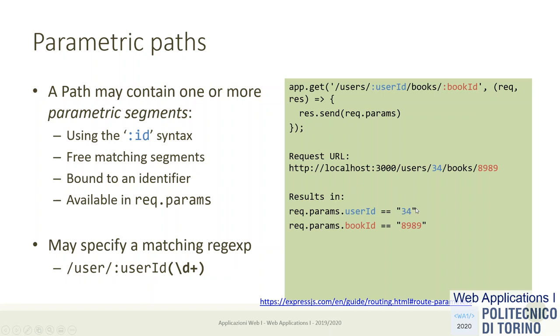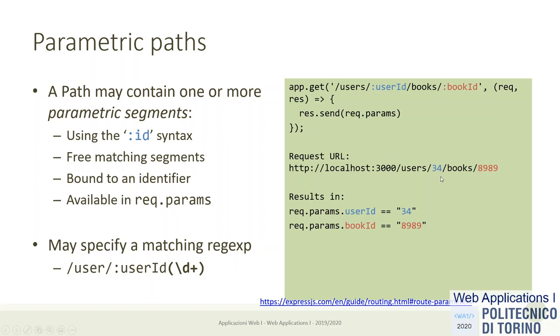And in our callback, we have a params property that will be populated with userId and bookId. So with a single path specification that contains parameters, we are able to serve with a single callback a group of similar URLs. We can actually create many URLs dynamically according to the content of some portions of the path itself. By the way, in this case it's matching everything else. We've shown some numbers here, but they can also be letters.